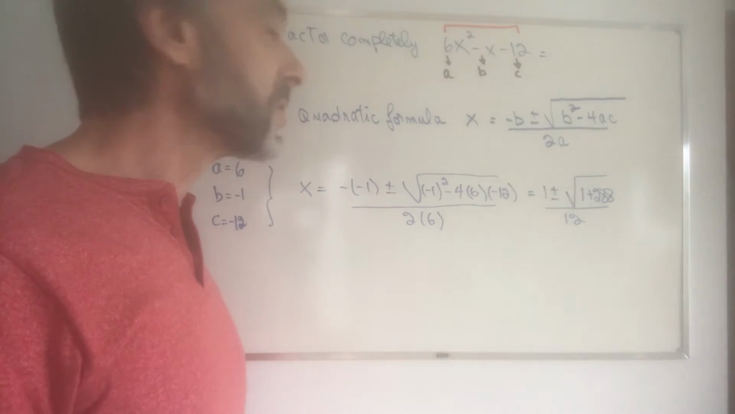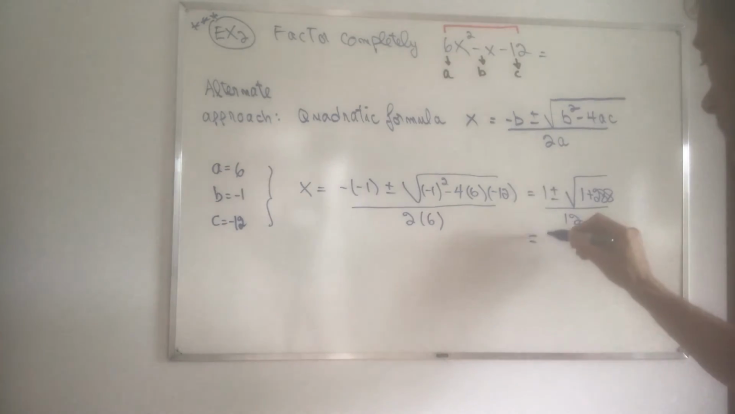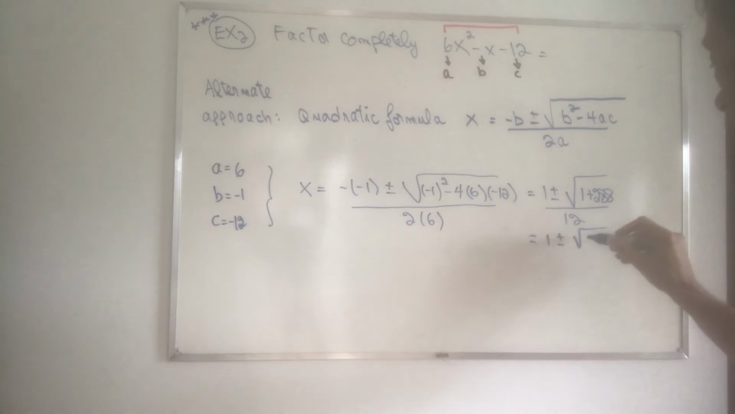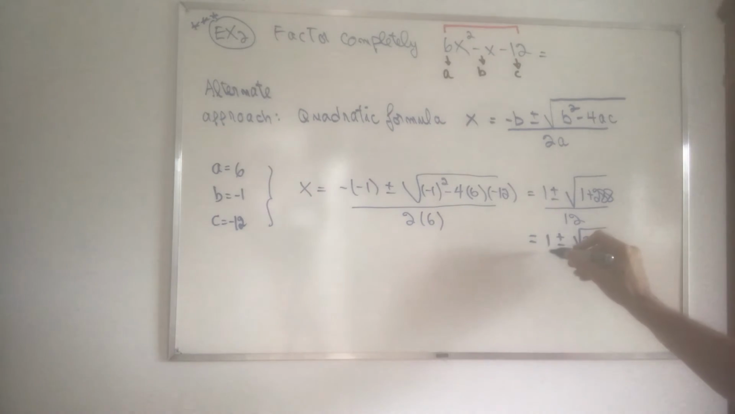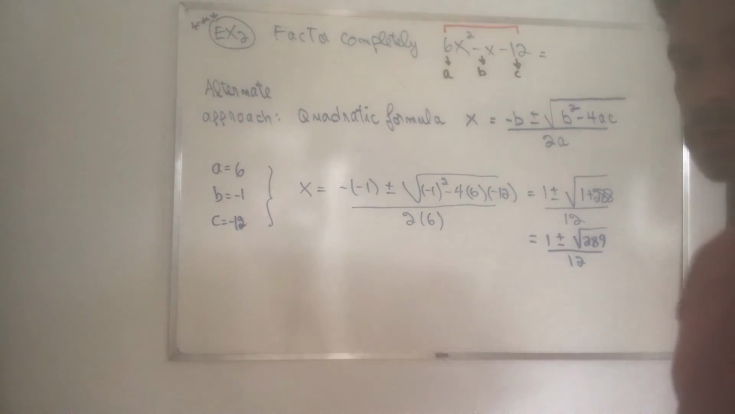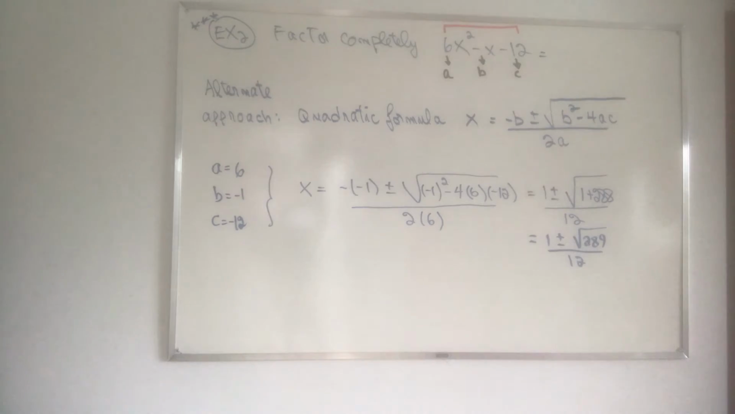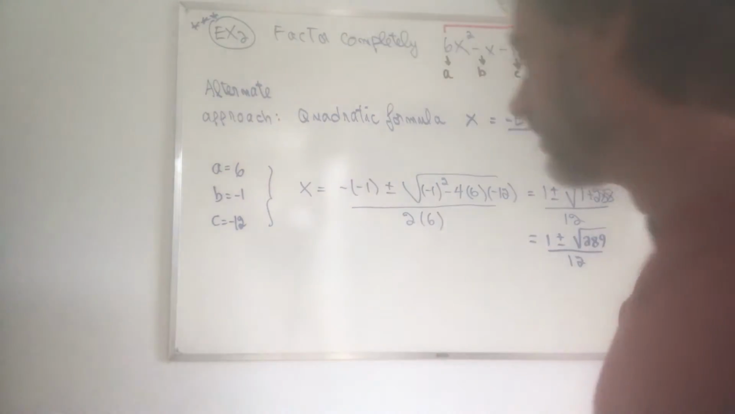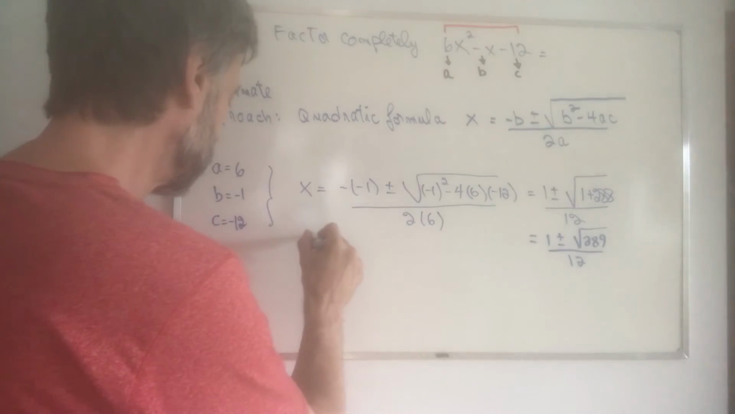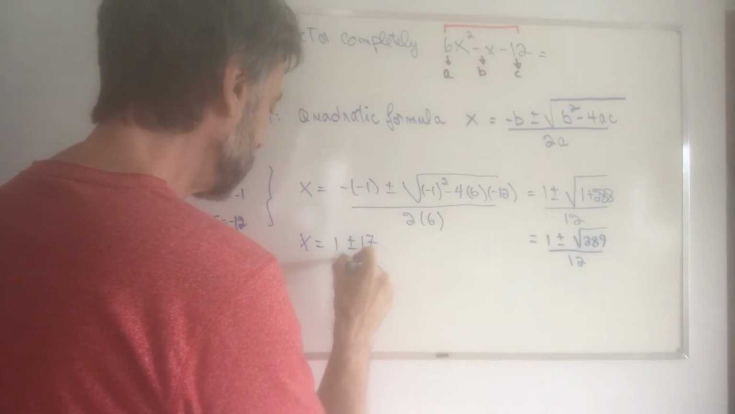Okay, good. So what is this? This is 1 plus or minus the root of 289, divided by 12. Now what is the root of 289? If you said 13, it doesn't work. If you said 15, that's 225. If you said 17, 17 is the ticket. So x is equal to 1 plus or minus 17 over 12.